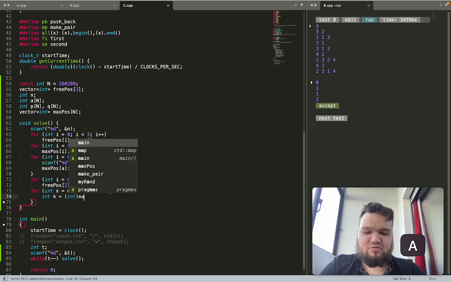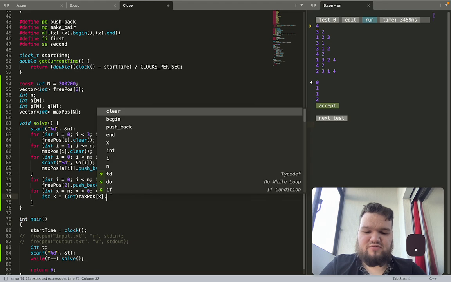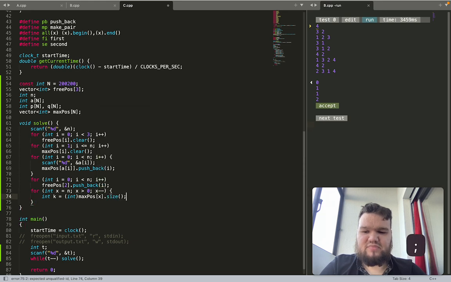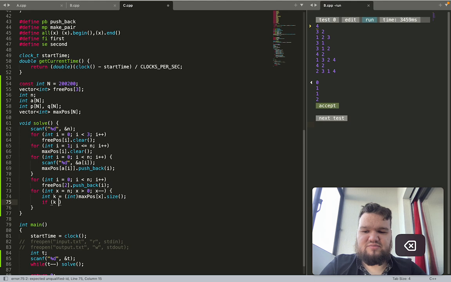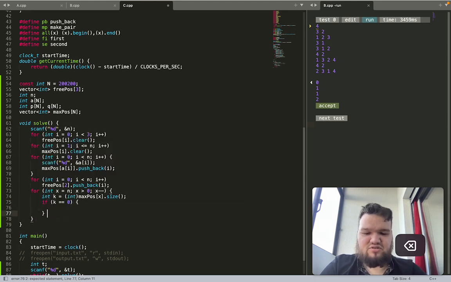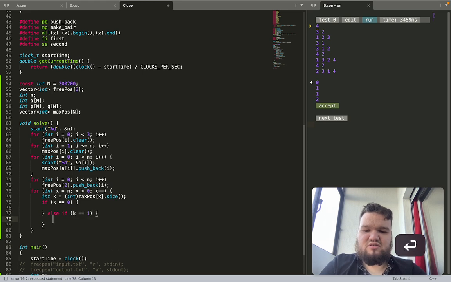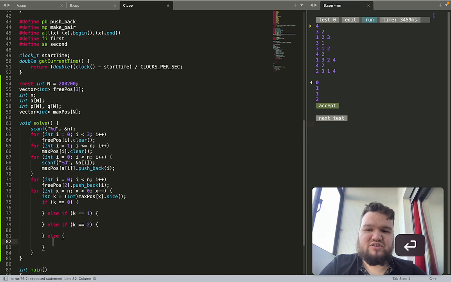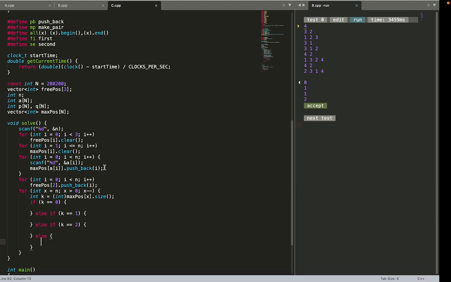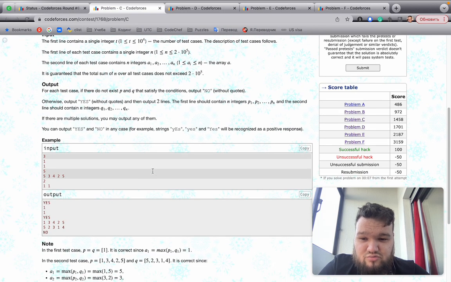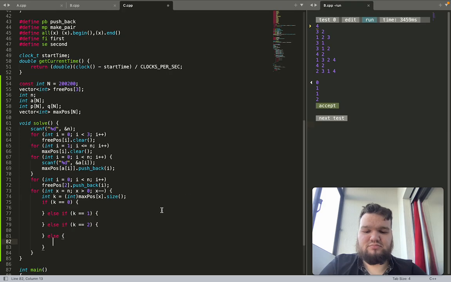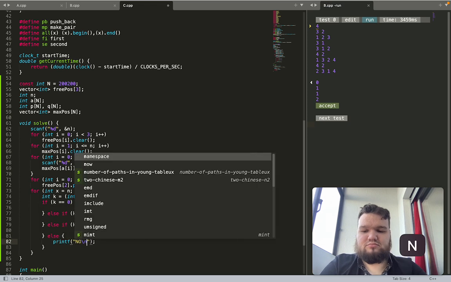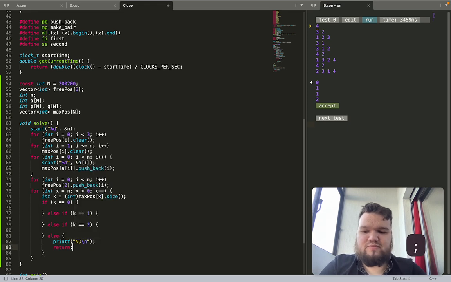And we have to look at how many maximums for this number we have. We have cases, right? 0, 1, 2, and bigger than 2. If it's bigger than 2, then we just say that it's impossible. We have to print something like no. And just check.